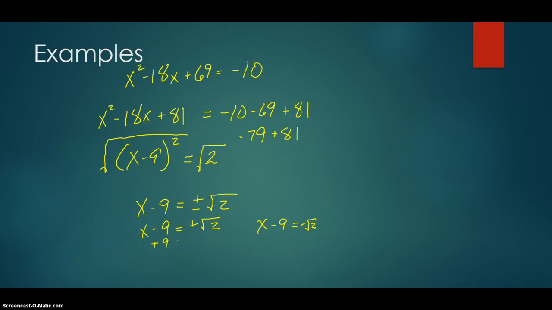I need to simplify. So x equals 9 plus the square root of 2, and x equals 9 minus the square root of 2. And that's how we leave it. Unless you're told in the directions to make your answer in decimals, you need to actually leave it in this form. And it is an irrational number. It's not a whole number, but that's what the answer is, and it's okay to leave it like that.